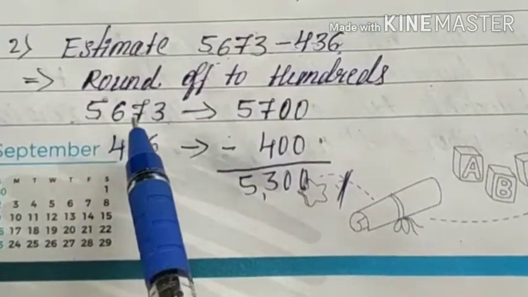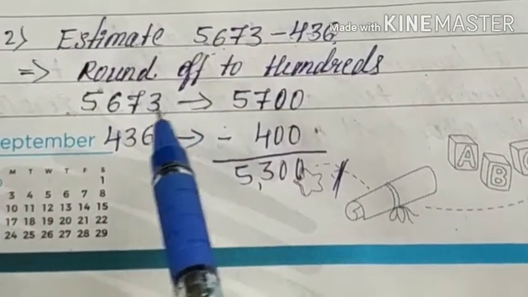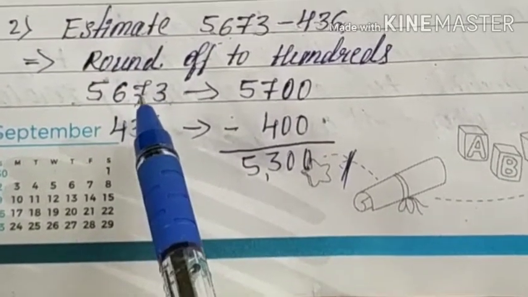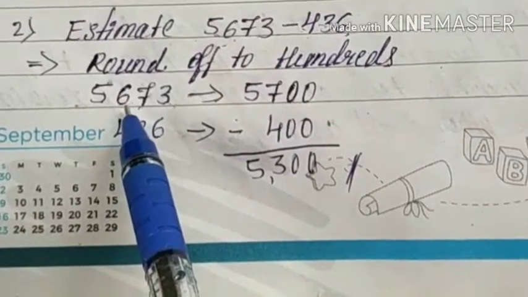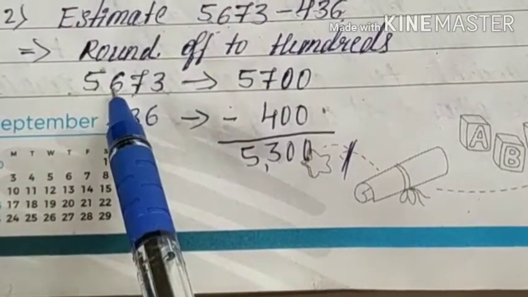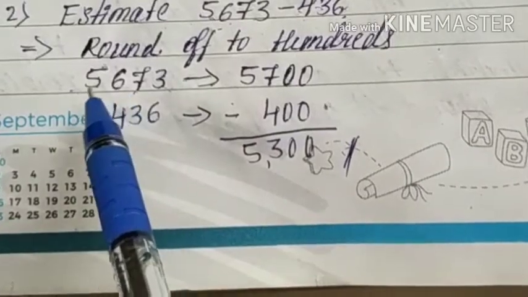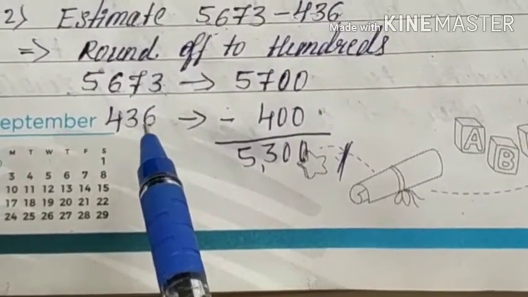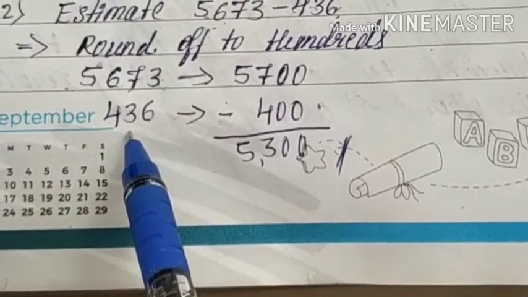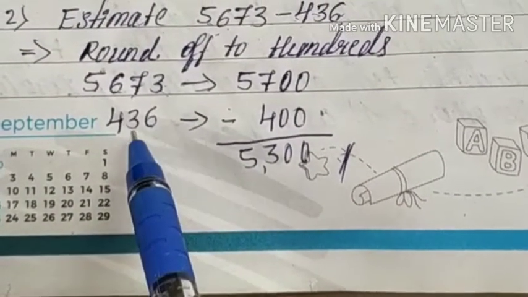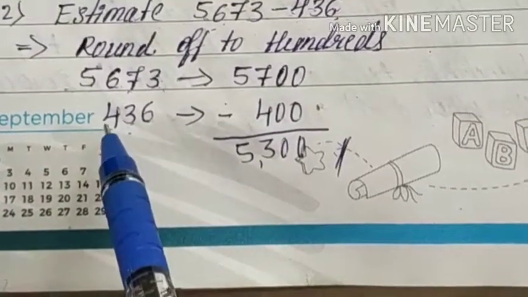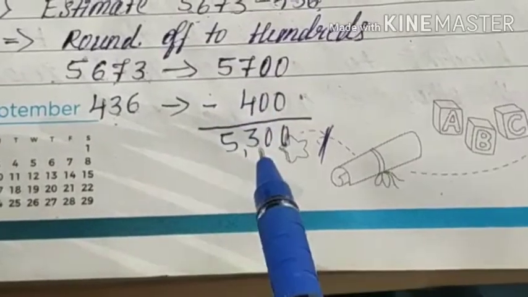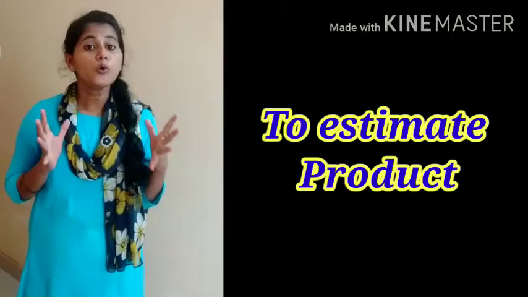So 5,673 rounded to 100 is what? You have to examine the tens place. The tens place is greater than 5. Replace by 0, 0 and increase the hundreds place by 1, 7, 5,700. 436. Here the tens place is what? Less than 5. Replace it by 0, 0 and keep the other digits as they are. 5,700 minus 400 is 5,300.